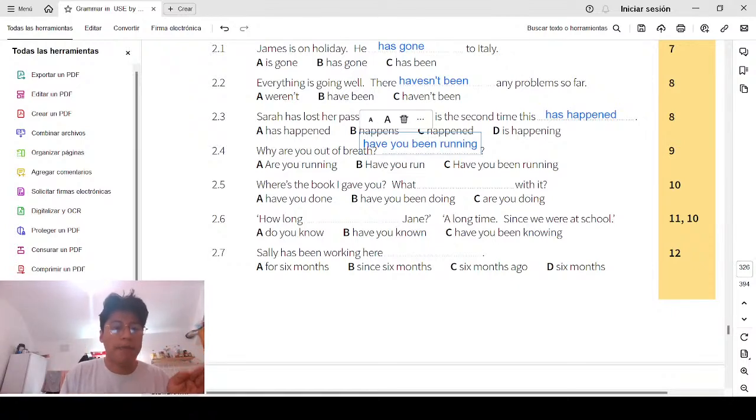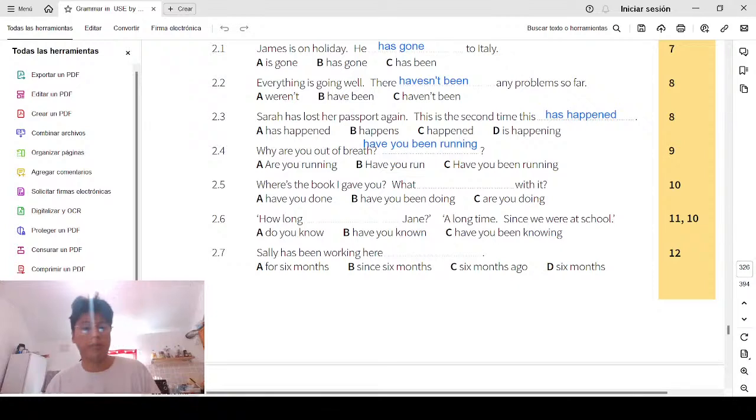In this case, check it out. Why are you out of breath? Have you been running? The question is asked because maybe it's clear that the person is out of breath. Maybe he's sweating or something like that. That's why they're asking, oh, have you been running? They're assuming that you've been running because you are sweating, right? You are tired, you look exhausted or something like that.